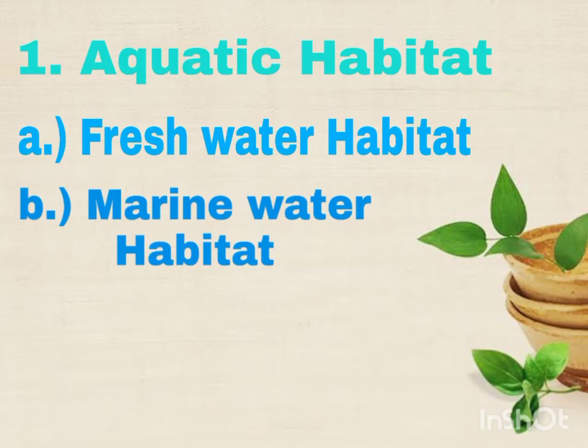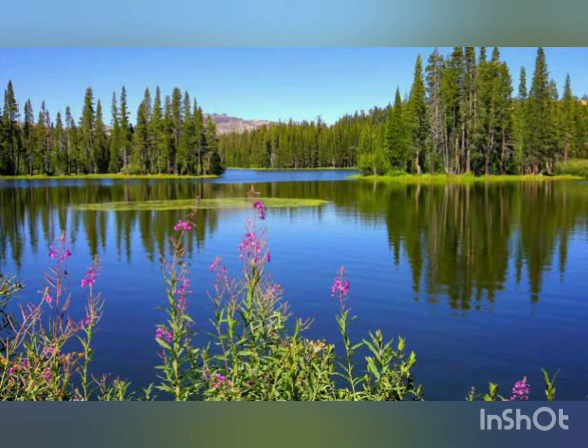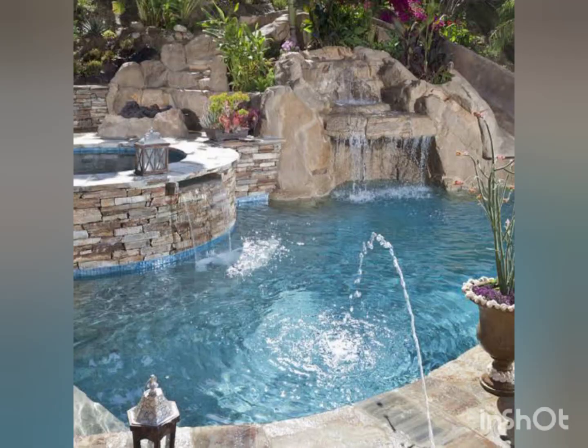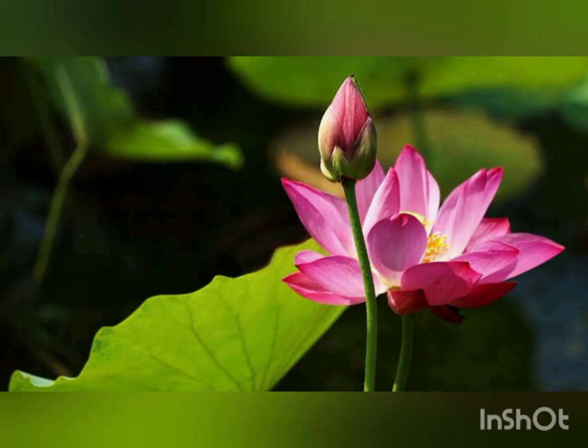There are two types of aquatic habitat. The first one is the freshwater habitat and the other one is the marine water habitat. Now we will see about the freshwater habitat. Rivers, lakes, ponds and pools are the freshwater habitats. For example, water hyacinth, water lily and lotus are seen in the freshwater habitat.